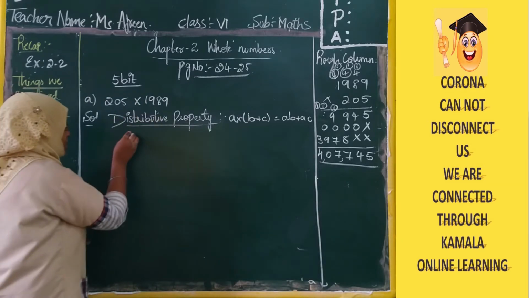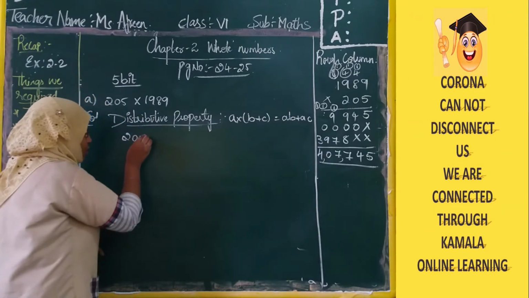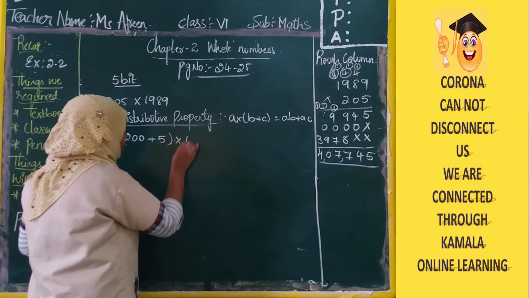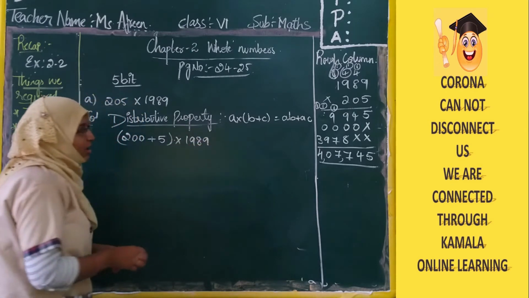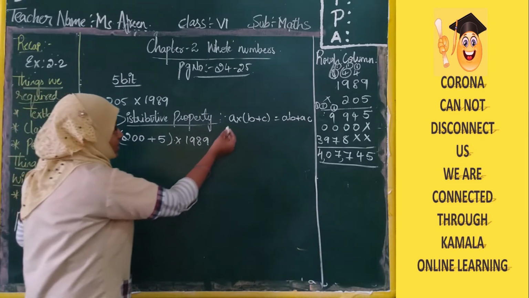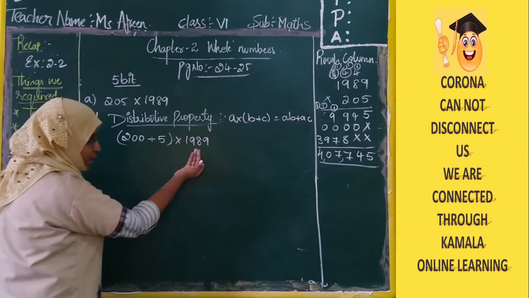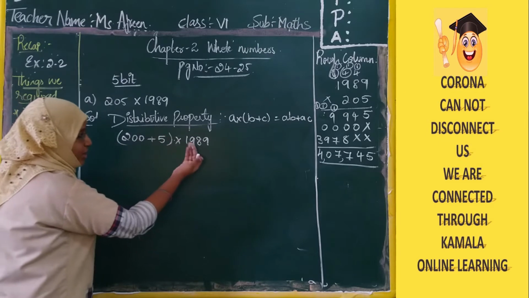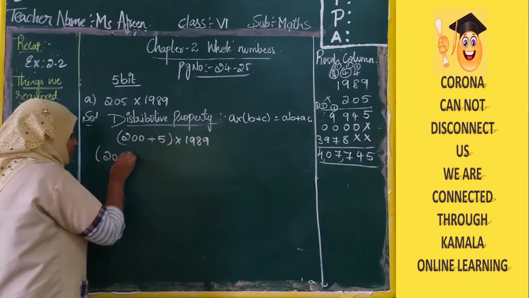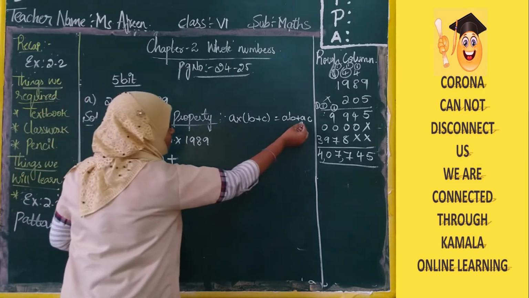Now we will change this. See, 205. I want 3 digits, right? So I will change this as 200 plus 5, multiplied into 1989. So what will we do? We will multiply this. A into (B plus C) means A into B, A into C. So we will multiply 1989 with 200, and 1989 with 5. So 200 into 1989 plus, the symbol should be plus, right?